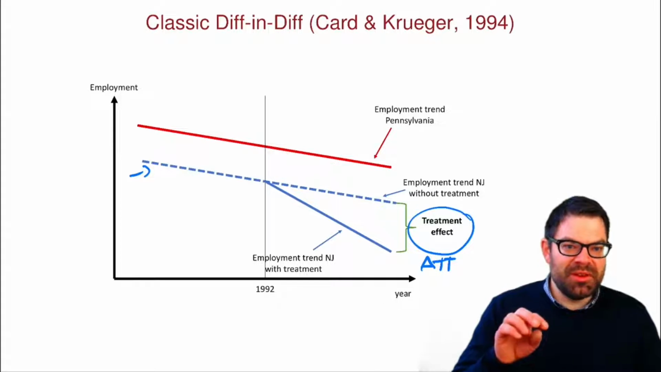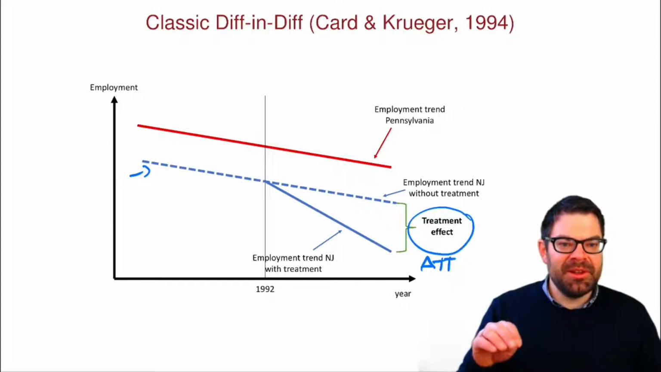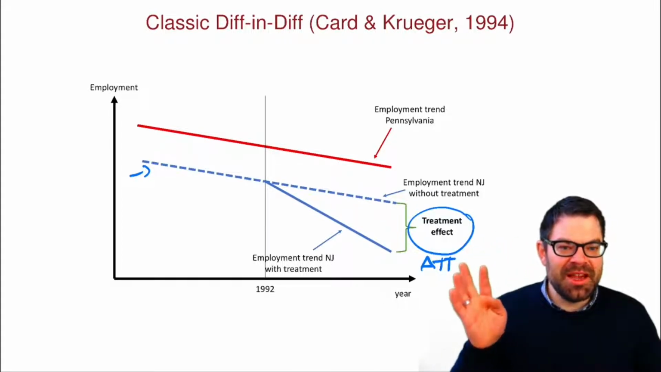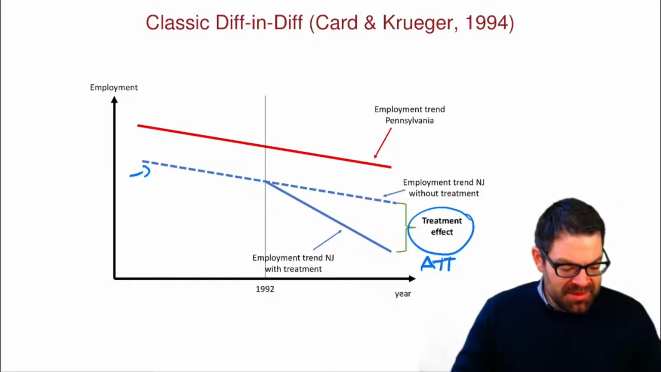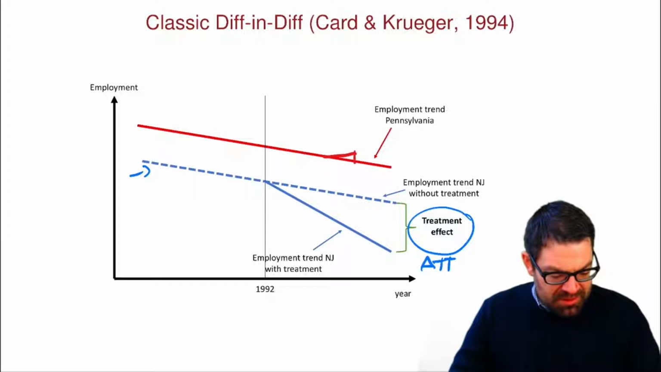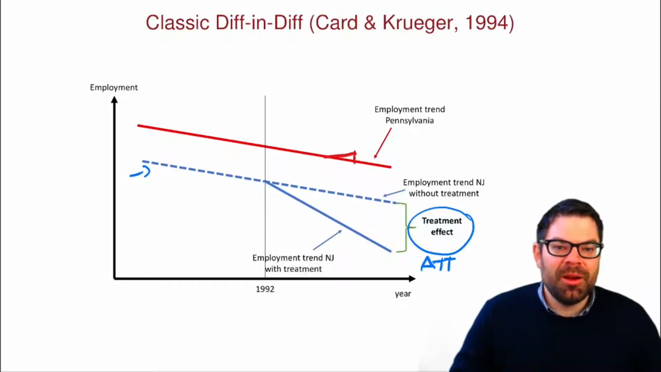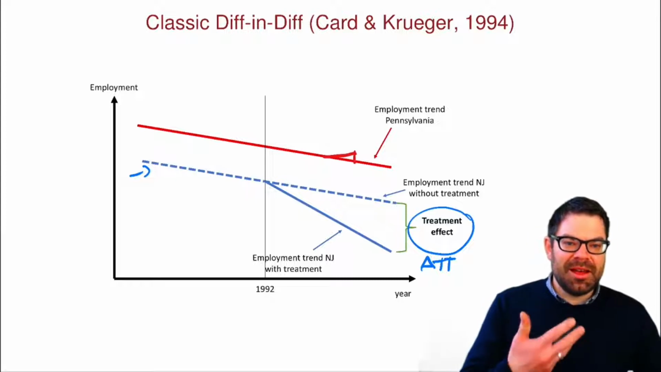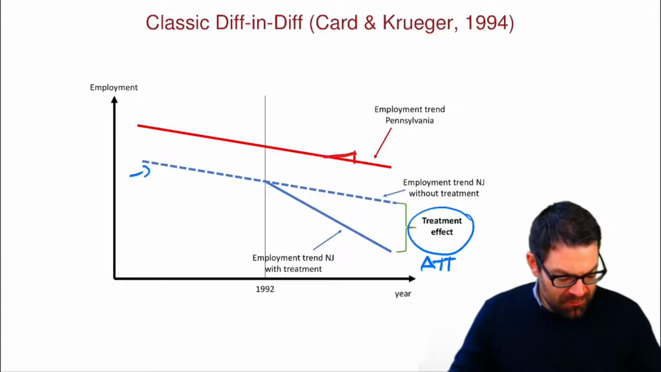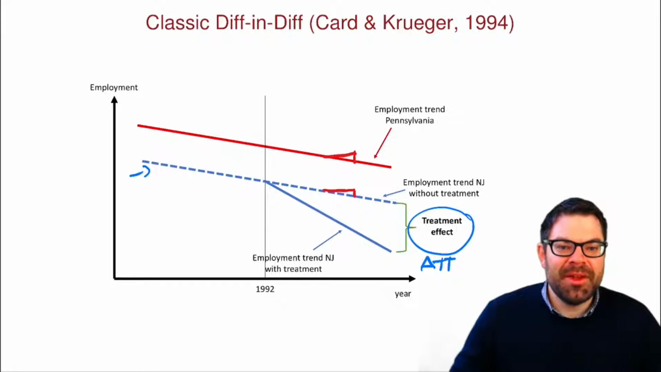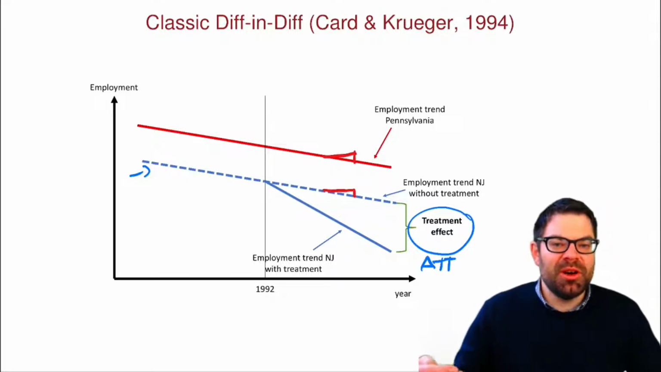And that's what we exploit here. So it's perfectly fine if on average the level is higher. All they need to do is follow the same trend. And basically then that slope here of the employment trend in Pennsylvania gives us the counterfactual slope for New Jersey, the treated outcome. That's the logic of diff in diff.